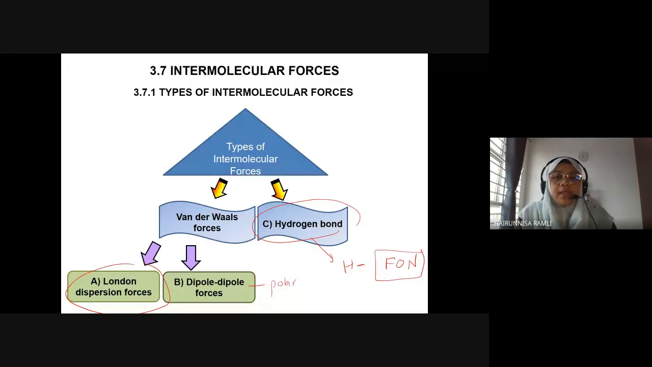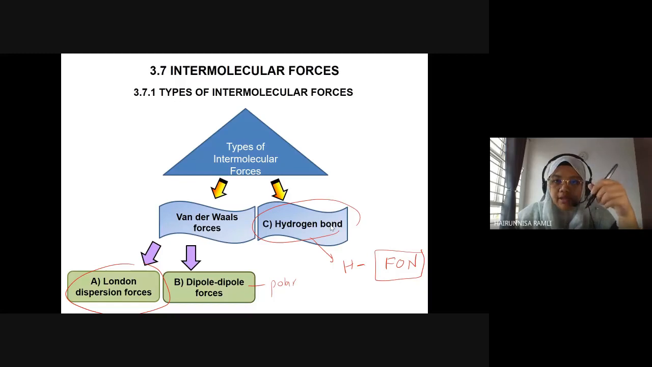To know what type of intermolecular forces occurs in any molecular compound, you must know the polarity of the molecules. Nak dapatkan intermolecular forces, kena tahu dulu polarity, whether it is polar or non-polar. To get the polarity of the molecules, you must get the molecular geometry. Do you see the sequence there? So from intermolecular forces, you have to know the polarity of the molecules.